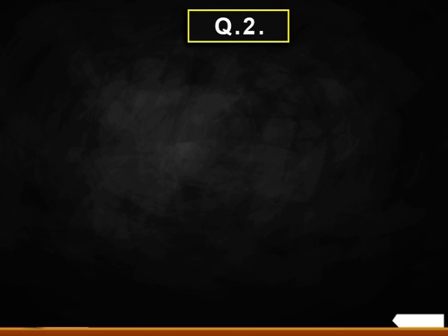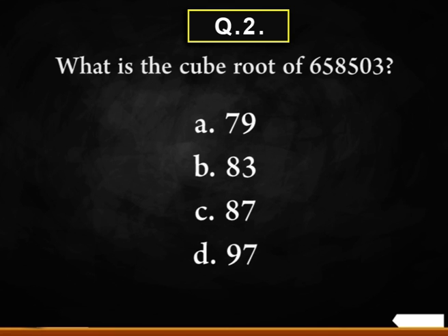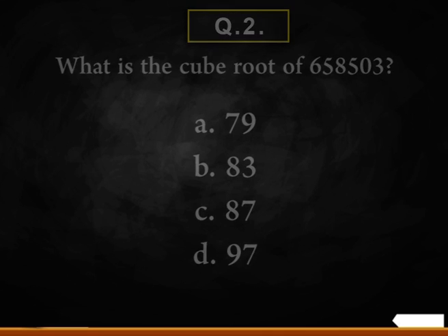Second question for your practice is, what is the cube root of 658,503? Remember, this number ends in 3. So you have to correctly find the right hand part of the cube root. You are given 4 options: 79, 83, 87, 97, and one out of these options is correct.